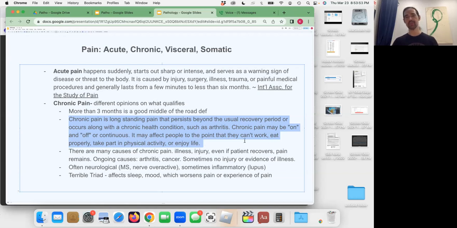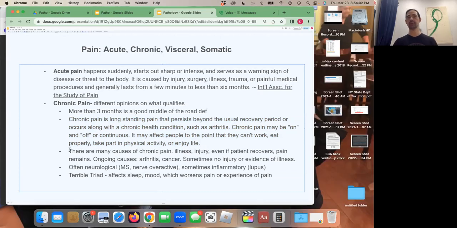It may affect people to the point that they can't work, they can't eat properly, they can't take part in physical activity, or they cannot enjoy life. There are many causes of chronic pain, such as illness and injury, and even if the patient recovers from illness or injury, oftentimes the chronic pain remains. Some of the ongoing causes include arthritis and cancer, and sometimes there's no illness, no injury. The pain has just started, and the medical doctors have not been able to diagnose it.